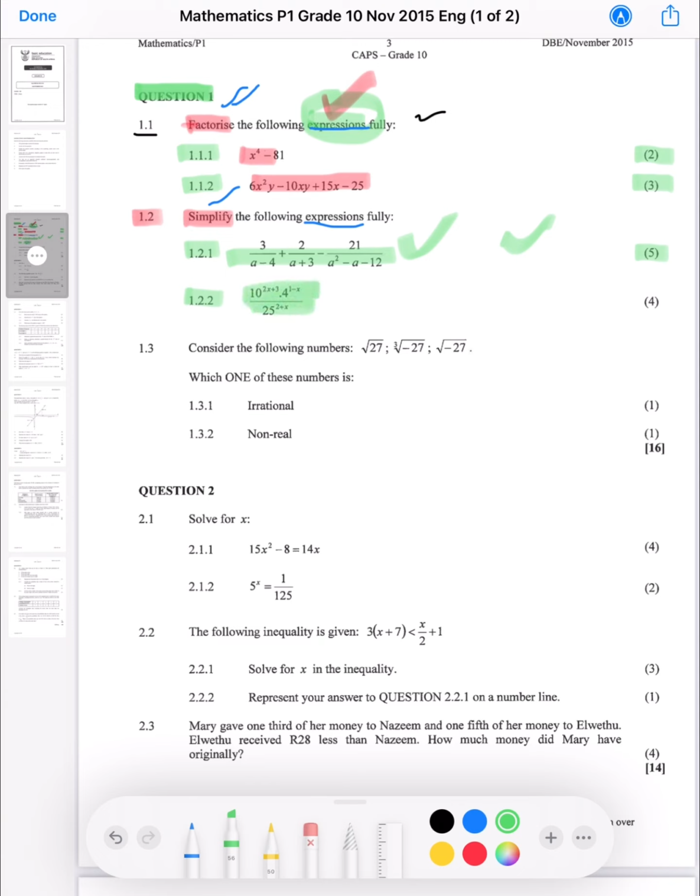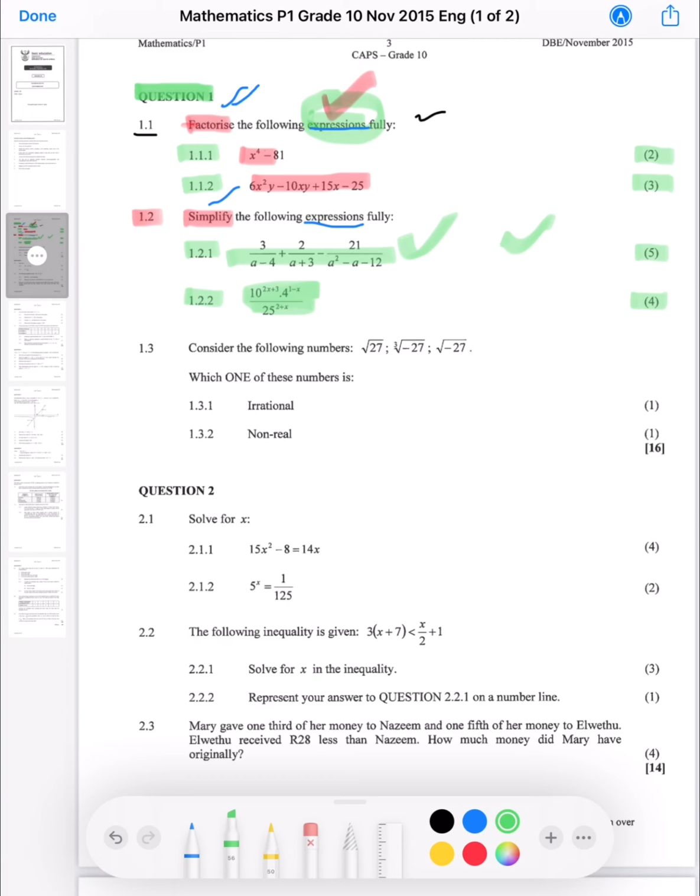Let's see, 1.1.2, also there you need to simplify. For you to correctly simplify that, you need to be aware of the laws of exponents, because you can see you're given an exponential problem over there, and this question is allocated 4 marks. So just make sure, guys, if you missed any of my previous lessons, that you request the links of those lessons.